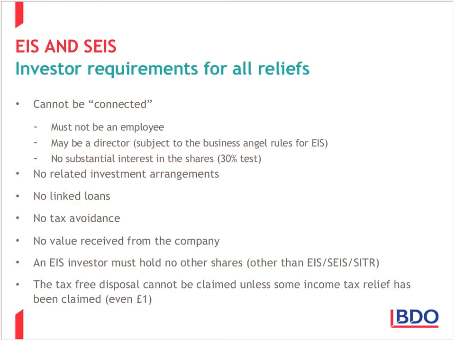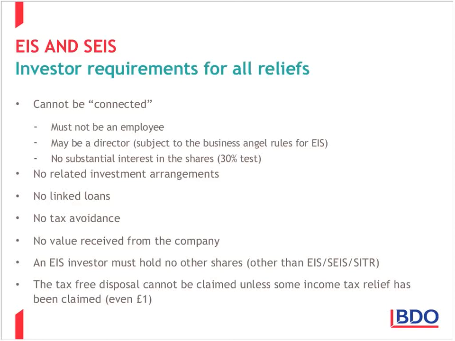Various other requirements, such as no linked loans, the investment can't be for tax avoidance reasons, except obviously there's always an intention to claim the tax relief, so it's a slight anomaly there. And there mustn't be any value received from the company, which is similar to the point Chris discussed earlier. And this really is there to prevent somebody putting some money into a company and getting the income tax relief and then taking the money back out again by the back door. But it's quite broad, so as Chris mentioned, it covers repayments of loans in certain instances and also buybacks of shares and even buybacks of non-EIS shares as well.